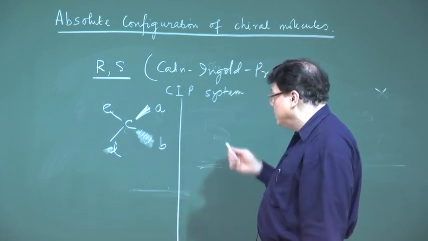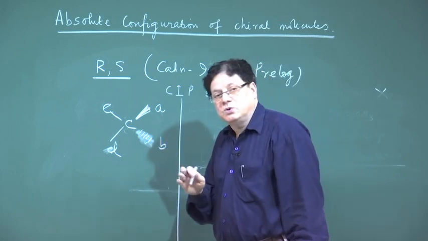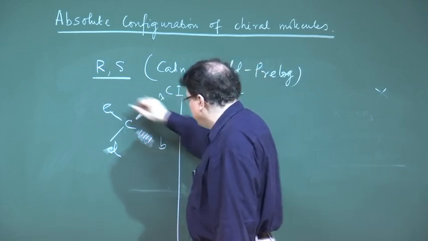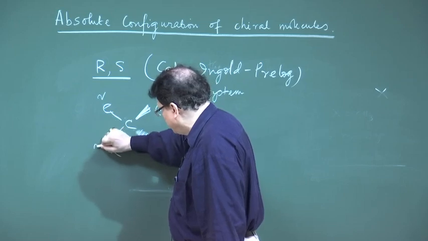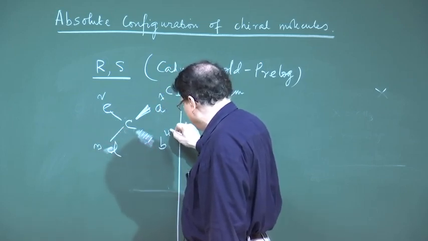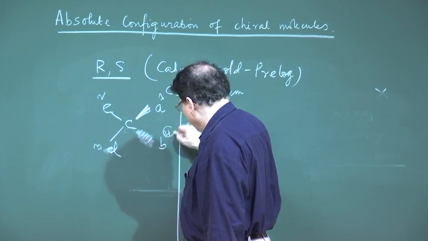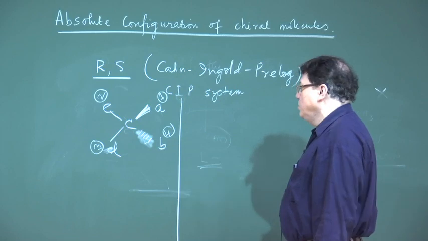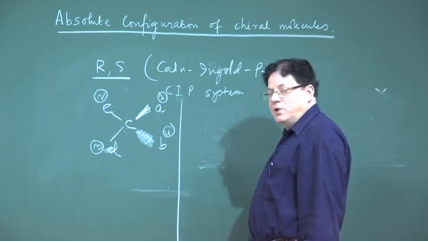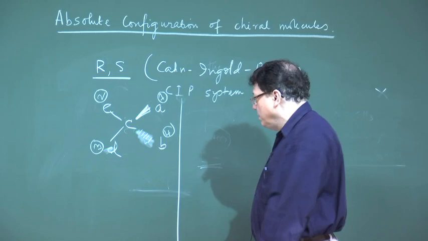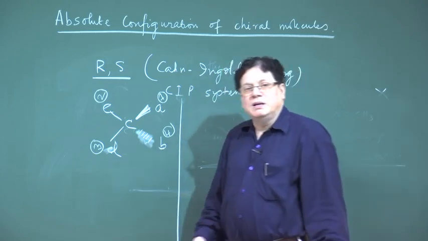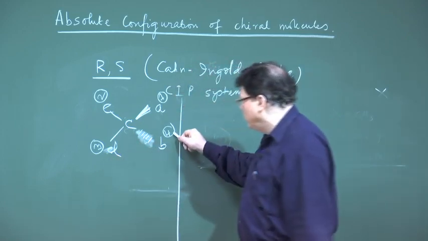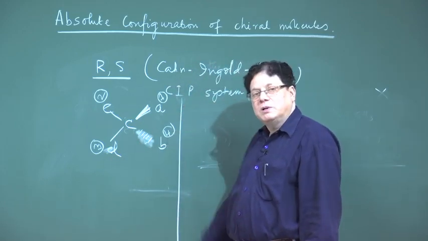Suppose by priority sequence rule, I will come to the priority sequence rule later, suppose that this becomes number 1 carbon, and this becomes number 2 carbon, this becomes number 3 carbon, and this becomes number 4 carbon. Okay. So, this is 1, that is 2, that is 3, and that is 4. Now the rule says that you should view this molecule in such a way that the number 4 carbon is away from you, away from the observer. So, here the number 4 carbon is actually behind this plane of the board.